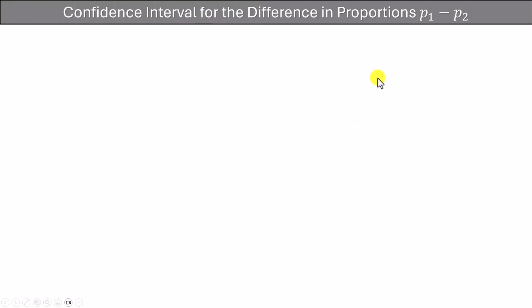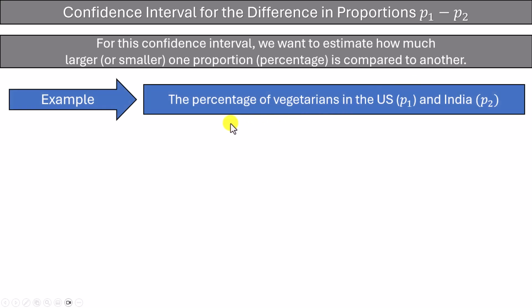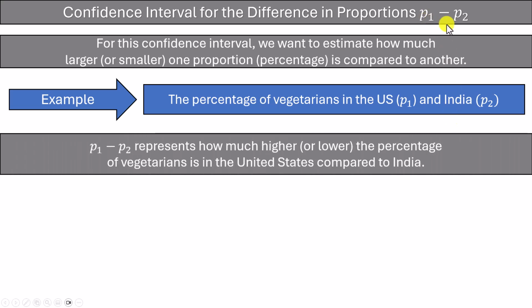Let's talk about the confidence interval for the difference in proportions. For this confidence interval, we want to estimate how much larger or smaller one proportion or percentage is compared to another. For example, let's say we are comparing the percentage of vegetarians in the United States and India. We could say that P1 is the population proportion of vegetarians in the United States, and P2 is the population proportion of vegetarians in India. P1 minus P2 is what the confidence interval is for, which represents how much higher or lower the percentage of vegetarians is in the United States compared to India.